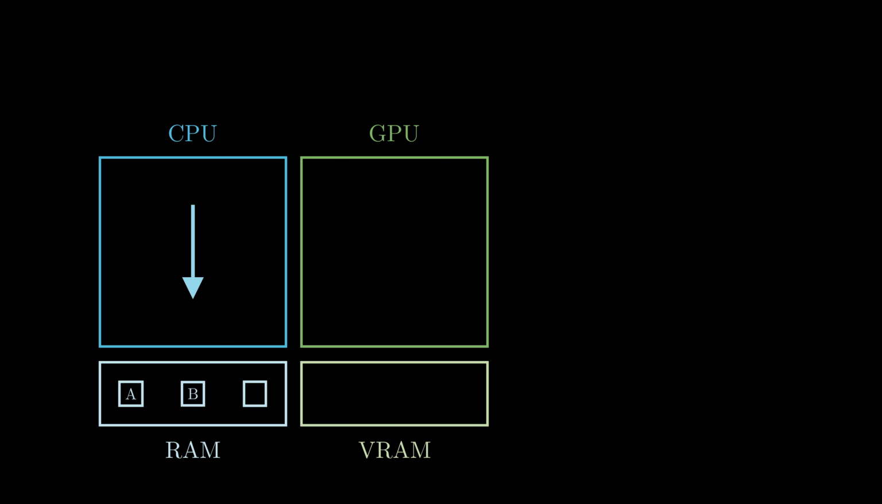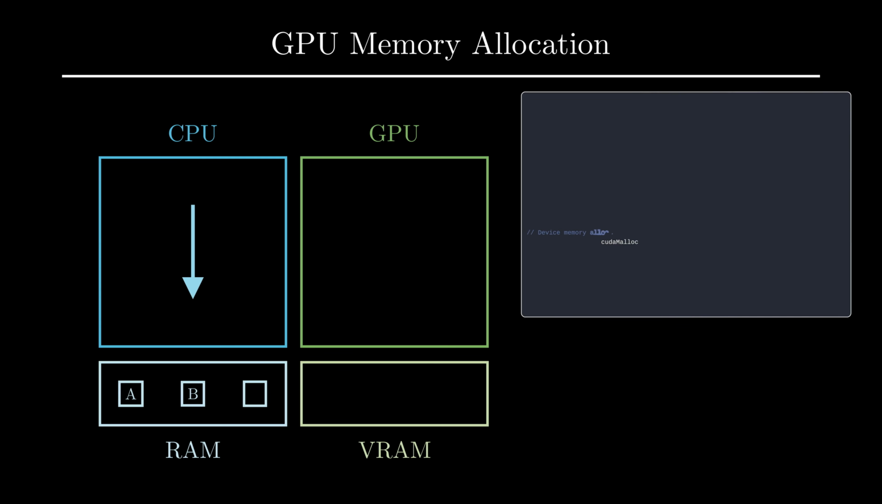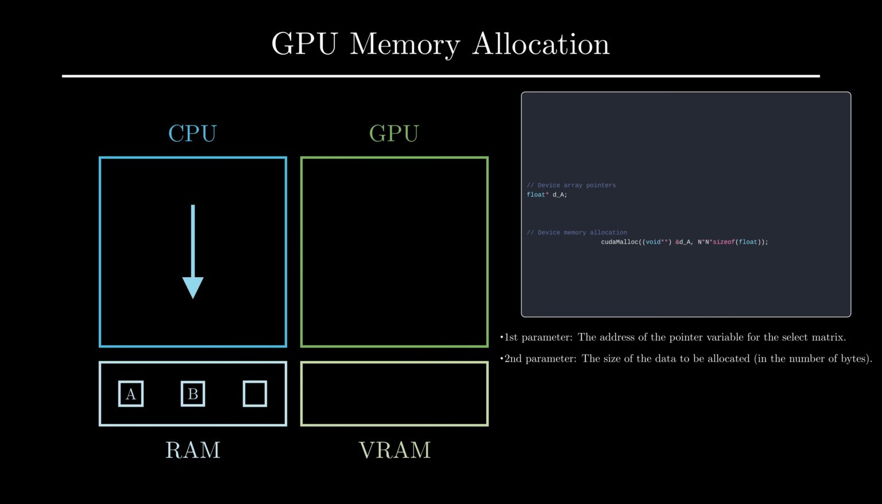Before copying matrices A and B from RAM to VRAM, host code allocates memory for the 3 matrices on VRAM. This is done using the cudaMalloc function. This function accepts 2 parameters. The first parameter is the address to the pointer variable for the selected matrix. The address to this pointer must be cast to void because the function accepts a generic pointer, which is not restricted to a specific type. The second parameter is the size of the data to be allocated in the number of bytes.